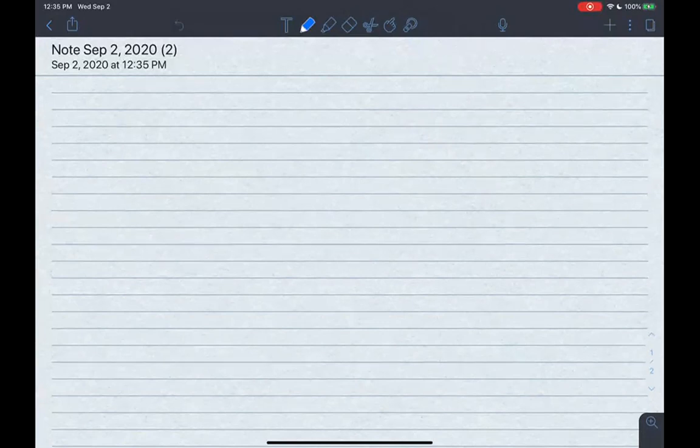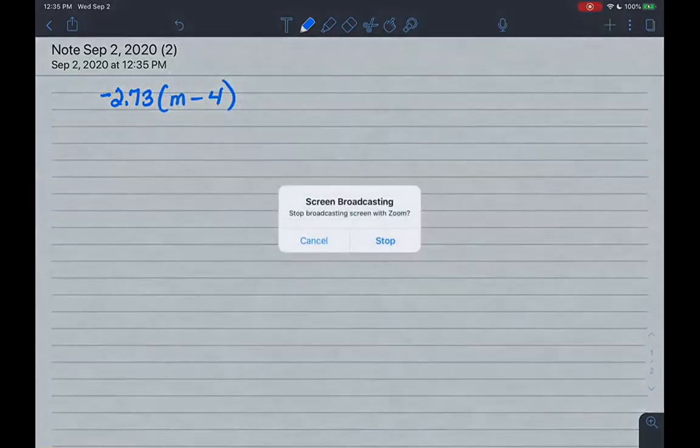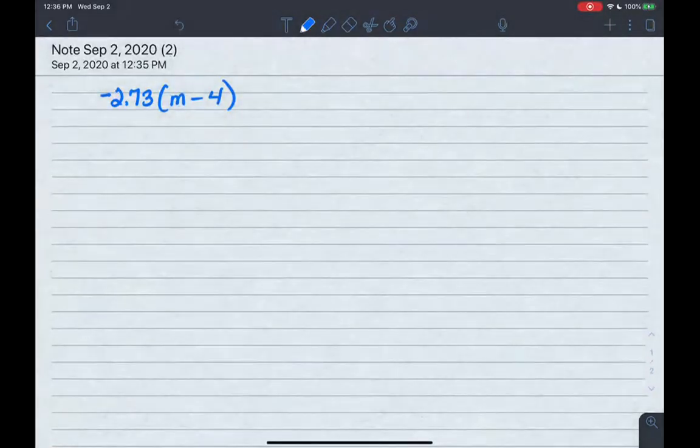So you guys are gonna, well, actually I can turn around and do it. Negative 2.73 times m minus 4 equals negative 6m minus 4.38. Okay, so that's the problem. Is that better, do you think? This way. So you're not going to see me at the board, but you're going to see everything I write, and I'll still talk. I just won't be like right next to it.